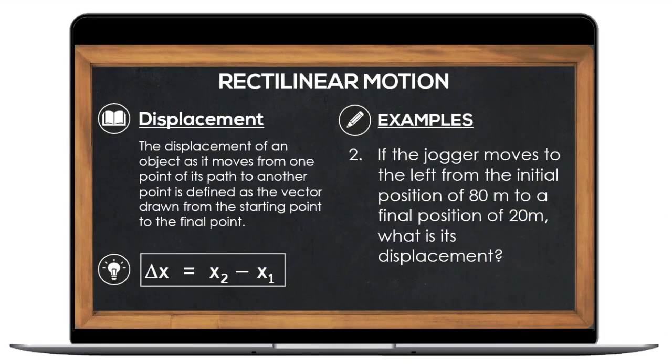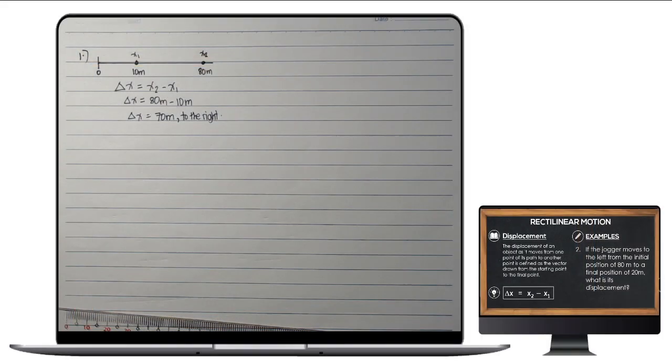So for example number 2, if the jogger moves to the left from the initial position of 80 meter to a final position of 20 meter, what will be its displacement? Okay, so for problem number 2.